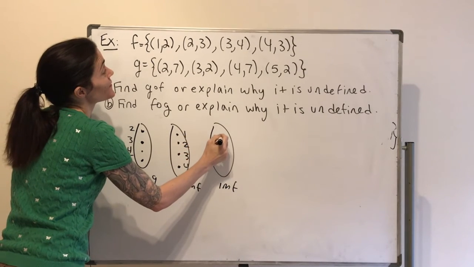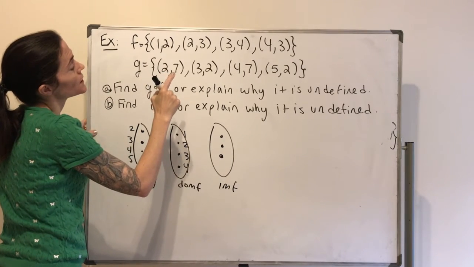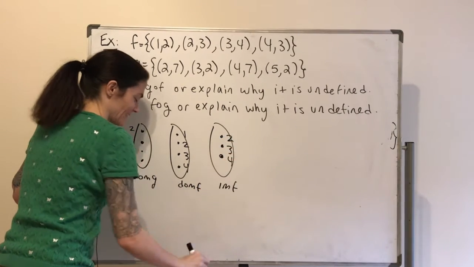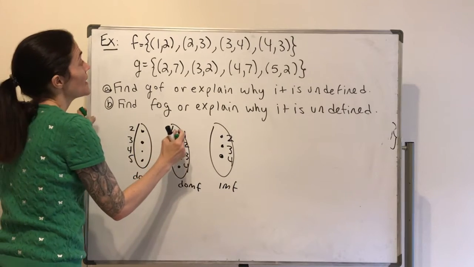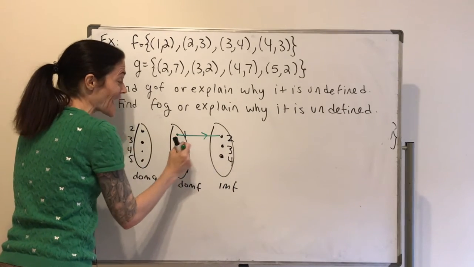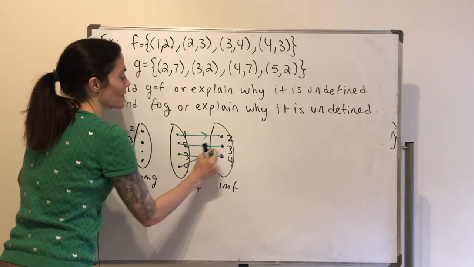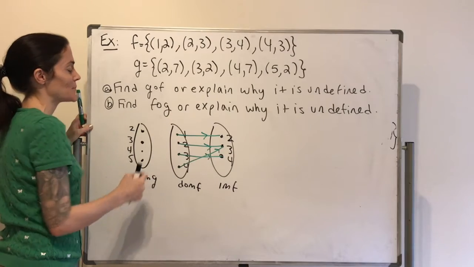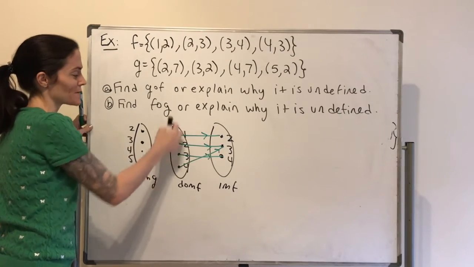And the image of F is 2, 3, and 4. Okay, so let's do F first. F maps, this one we already had, 1 to 2, 2 to 3, 3 to 4, and 4 to 3. In order for F compose G to be defined, I should be able to put an arrow coming out of each one of these over here.